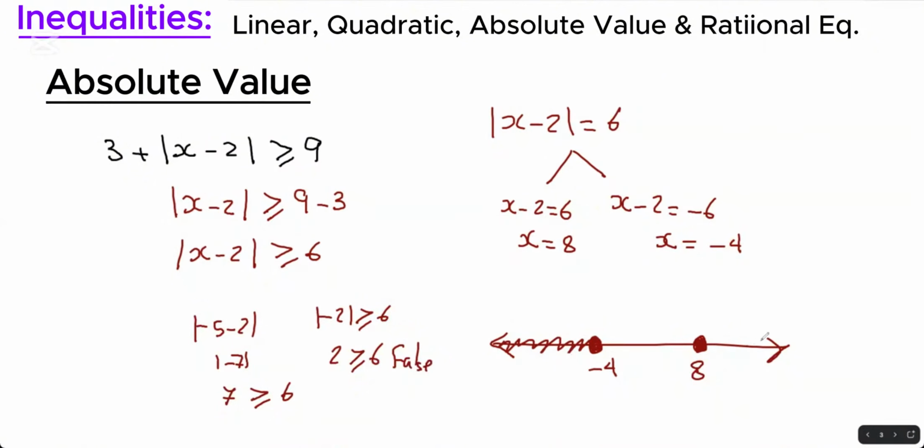Now let's take a number in here. So we're going to take 9 or 10. I'm just going to take 9. 9 minus 2, absolute valued, is greater than or equal to 6. And that's going to give me 7 is greater than or equal to 6. Definitely true, so you shade in here. And therefore, you write your statement as x is less than or equal to -4, or x has to be greater than or equal to 8. And that's your final answer.